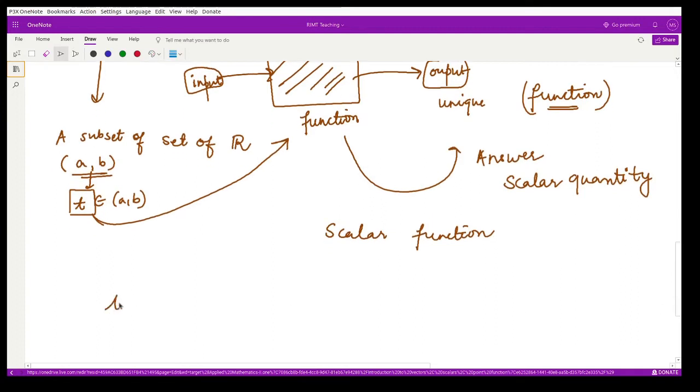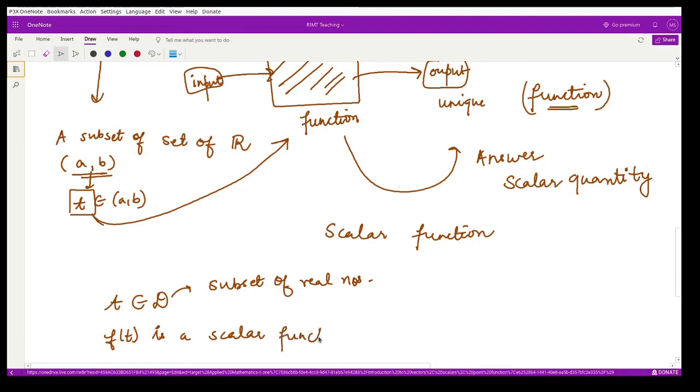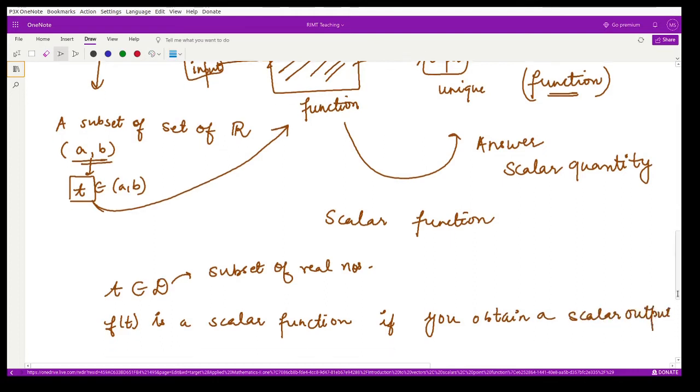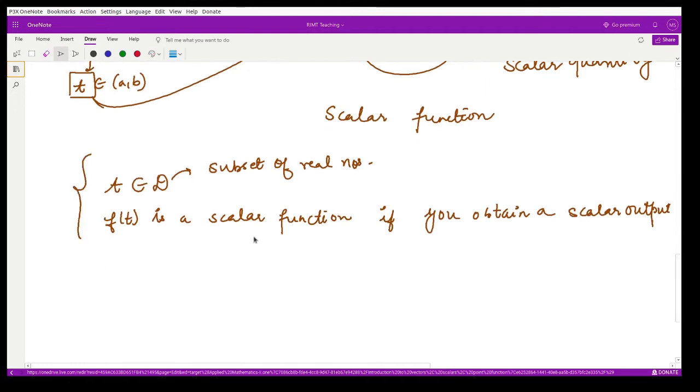So you can say if you take t belonging to D, where D is a subset of real numbers, in that case f of t is a scalar function if you obtain a scalar output. And so this is the definition for scalar function.